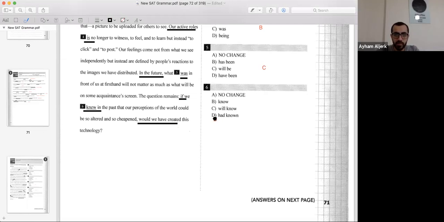But let me write the formula for you. Let me write it here. So we have third conditional. So we have if plus past perfect. And then in the other part, we say would plus have plus the third form or the past participle form of the verb.